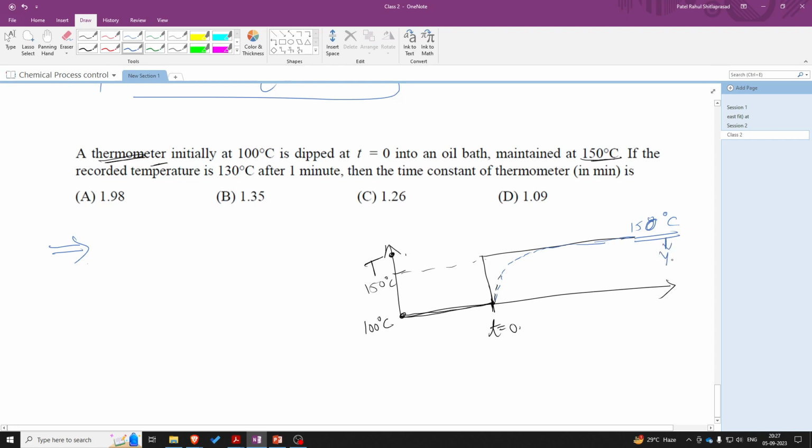So this we can call the steady state value of 150 degrees Celsius, and at time t equal to 0, y of 0 was 100 degrees Celsius. And then we are given that the recorded temperature is 130 degrees Celsius after 1 minute, that is at t equal to 1 minute, the temperature recorded by the thermometer is 130 degrees Celsius. So using this information, we have to find the time constant, that is tau of the thermometer.